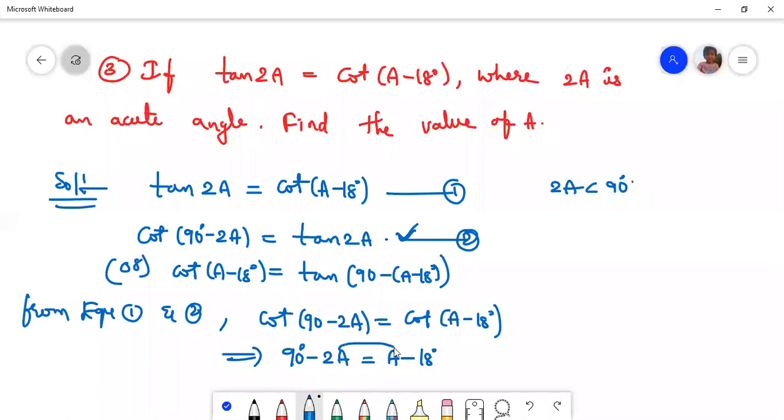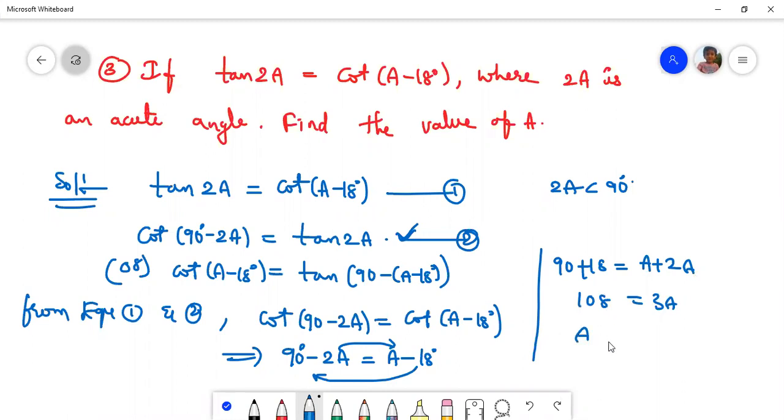This 2A is taking to the right side, 18 degrees taking to the left side. Then it becomes 90 plus 18 is equal to A plus 2A. This is 3A equal to 108. Then A equal to 108 by 3.